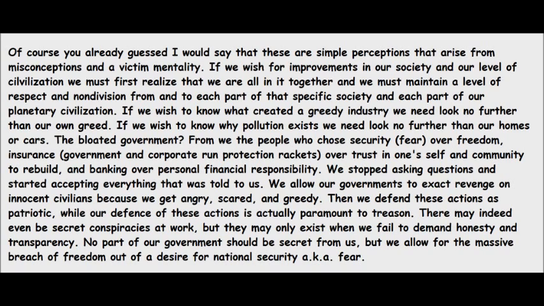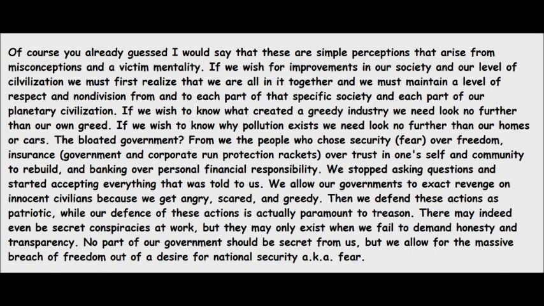If we wish to know what created a greedy industry, we need look no further than our own greed. If we wish to know why pollution exists, we need look no further than our own homes and cars. The bloated government? From we the people, who chose security or fear over freedom. Insurance, a government and corporate run protection racket, over trust in oneself and community to rebuild. And banking over personal financial responsibility.